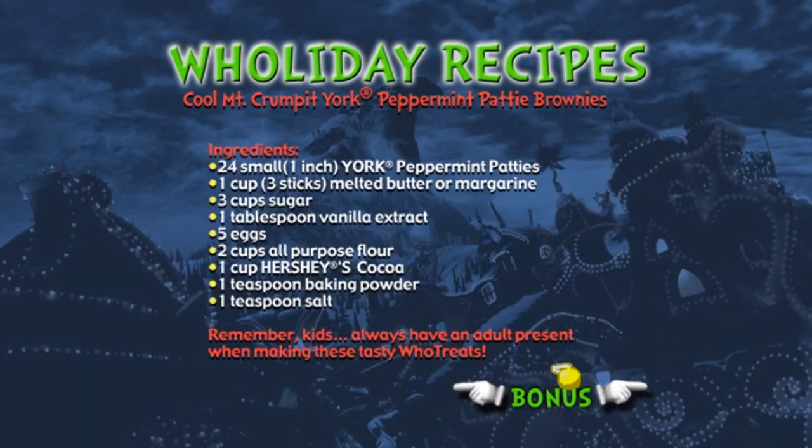Holiday Recipes, page 3 of 5. Cool Mount Crumpet York Peppermint Patty Brownies. Ingredients: 24 small, 1 inch York peppermint patties, 1 cup or about 3 sticks of melted butter or margarine, 3 cups sugar, 1 tablespoon vanilla extract, 5 eggs, 2 cups all-purpose flour, 1 cup Hershey's cocoa, 1 teaspoon baking powder, 1 teaspoon salt. Remember, kids, always have an adult present when making these tasty Who treats.